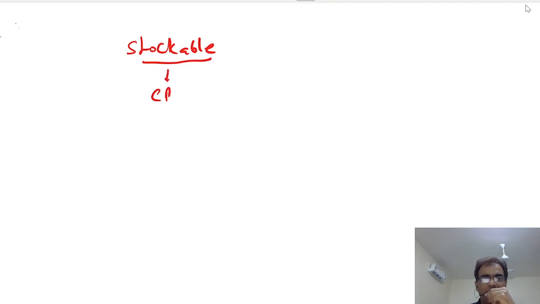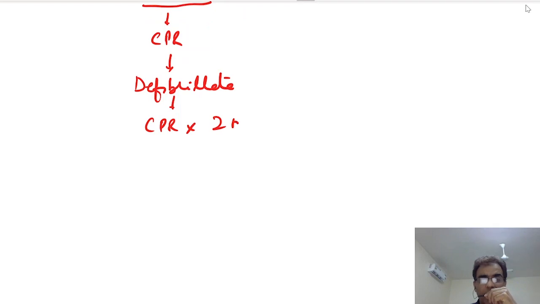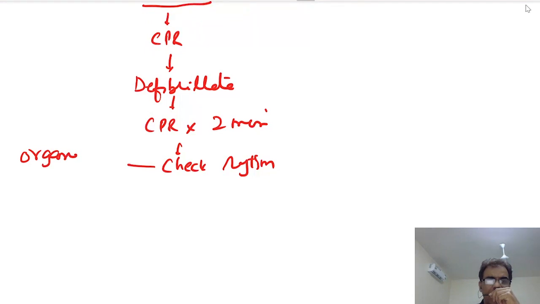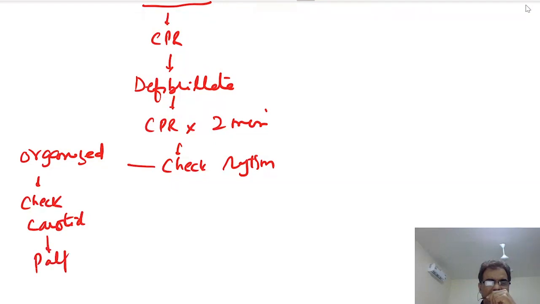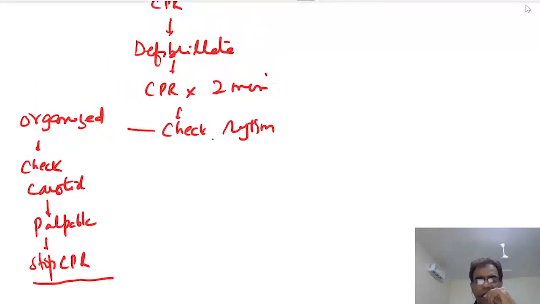You have started CPR, and once the defibrillator arrives, you will defibrillate, and for all shocks, I told you, 360 joules. After defibrillation, we will continue CPR for 2 minutes, and then only we will check the rhythm, and only if the rhythm is organized, then you will check the pulse, check the carotid, and only if the carotid is palpable, then you will stop CPR.